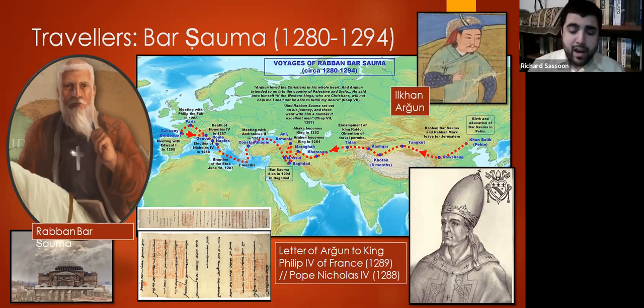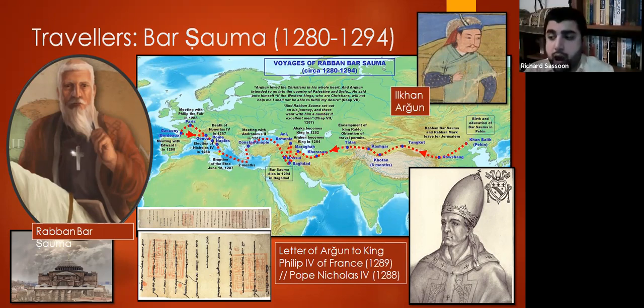And he made a number of trips before he got to the Ilkhanate, but once he got to Baghdad, he was stopped by Arghun, and he was basically told that it would be impossible for him to go to Jerusalem because Jerusalem was controlled by the Mamluks, and the Mamluks would not allow people from the Ilkhanate to go there.